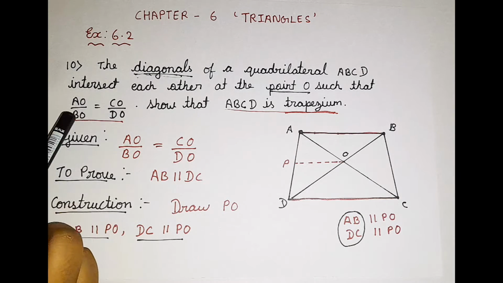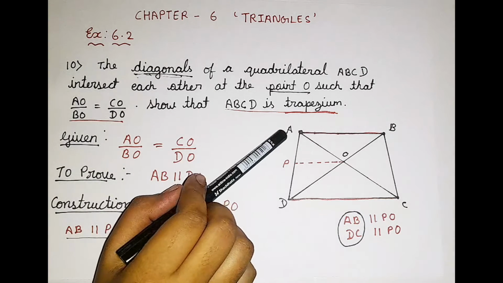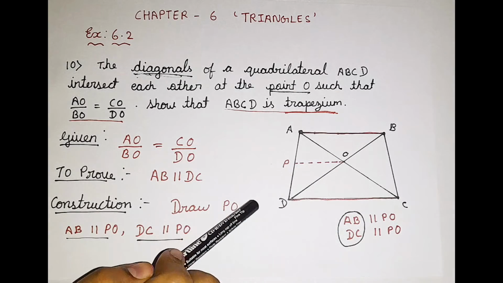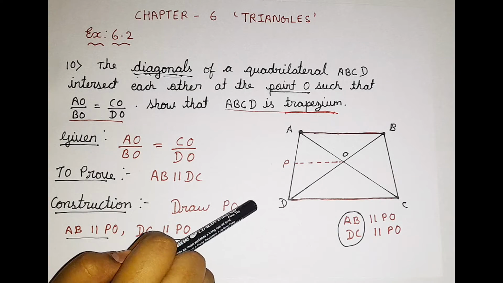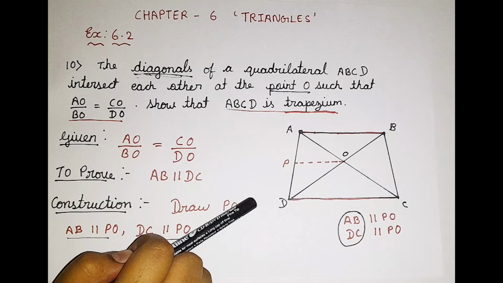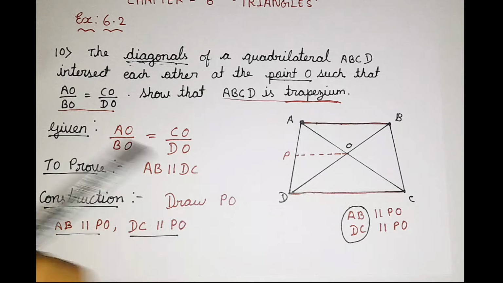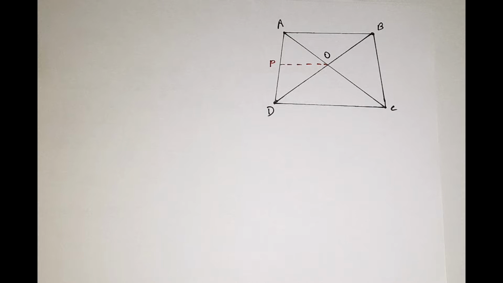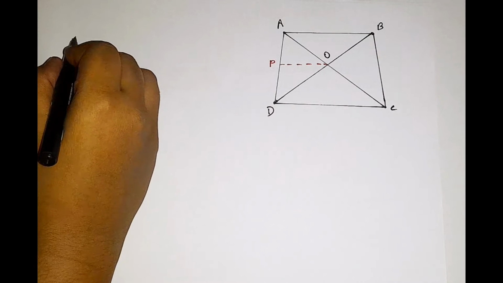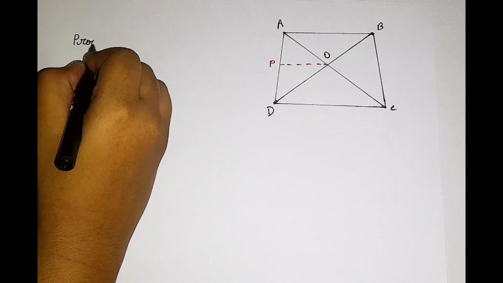Alright, so now I'm going to be taking triangle ABD. Why triangle ABD? Because it's going to be really useful for us. Let me just take triangle ABD, then you will understand. Alright guys, so we are done with the construction. Now we are supposed to show the proof. So let me just write proof.